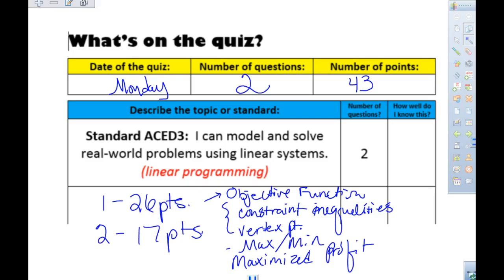The quiz Monday is really going to look like question one, except I give you all of those constraints. That's why the second problem is worth fewer points, because you just have to graph everything, and I give you all of those equations, okay? The first question, you have to come up with the objective. You have to come up with all of one.